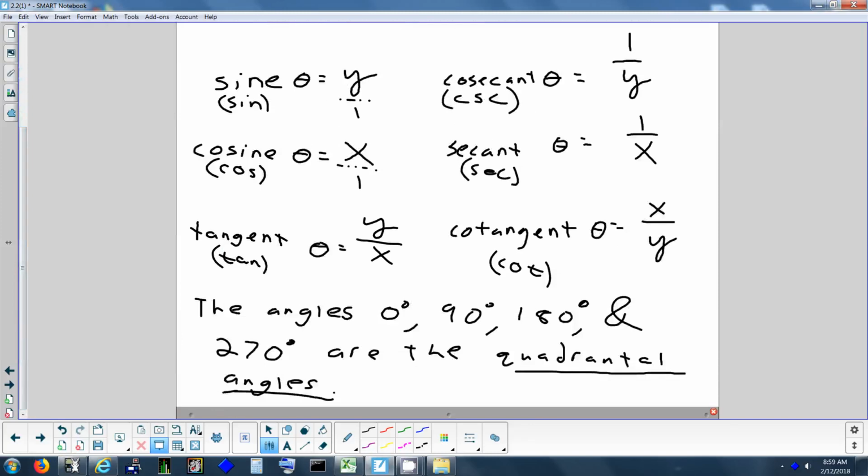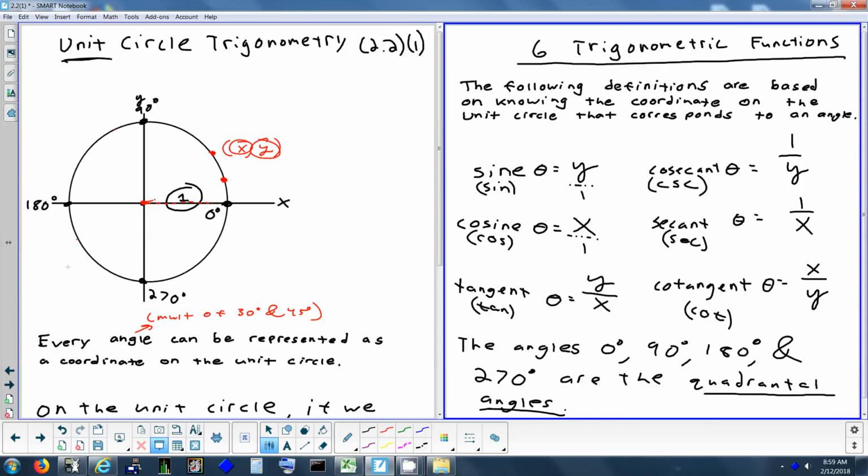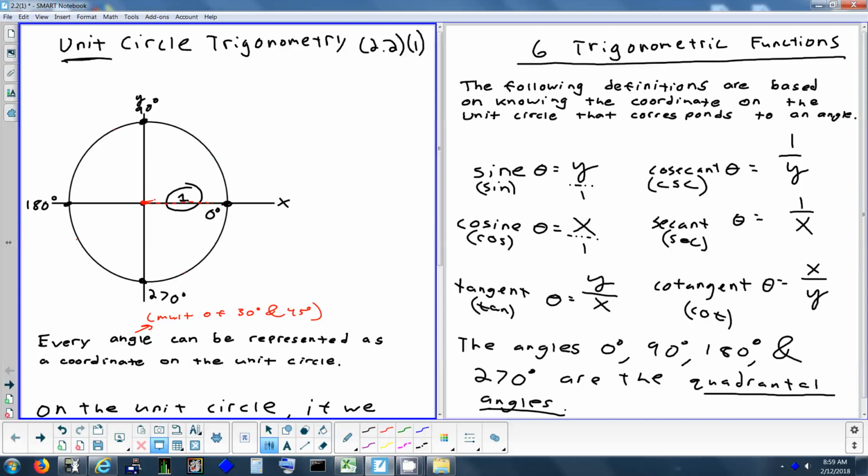All right, and the four angles that I labeled originally on this diagram are called the quadrantal angles. 0, 90, 180, and 270. Because they all fall right on the axis, and the axes are what break your plane into quadrants. So let's just see if we could come up with the coordinates for 0, 90, 180, and 270. Remember, this red dot that I just colored black, that's the origin. That's 0, 0. And the radius of this circle is 1.